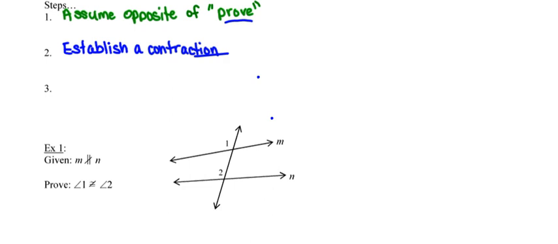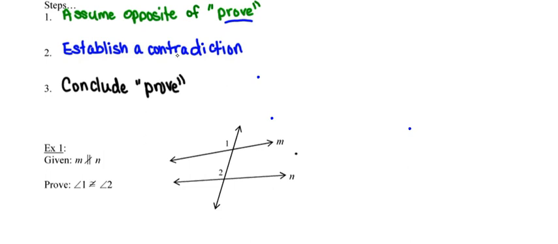So, establish a contradiction. I can't spell and talk at the same time here. Let's go back and fix that. Again, that contradiction is just two things that can't possibly coexist at the same time. And once we've established a contradiction, we know that the statement that led us to the contradiction, this opposite of the prove, must be a bad statement. So we can conclude that whatever it was that we were trying to prove must be true.